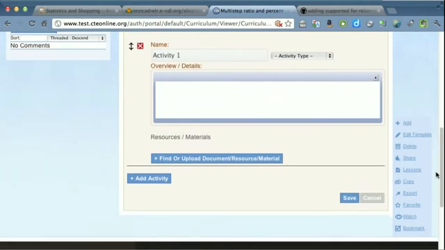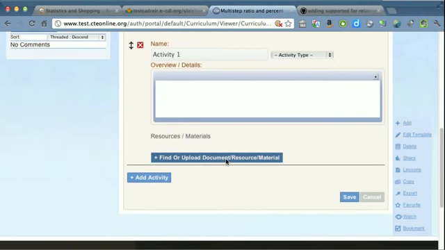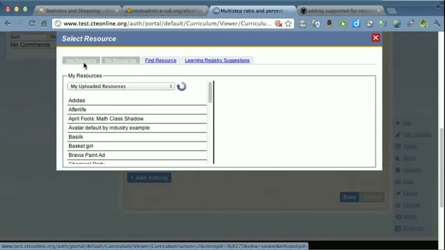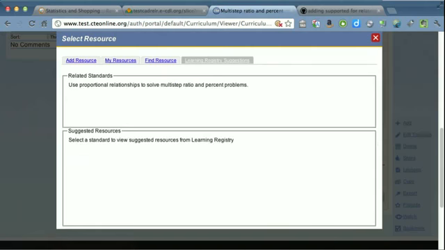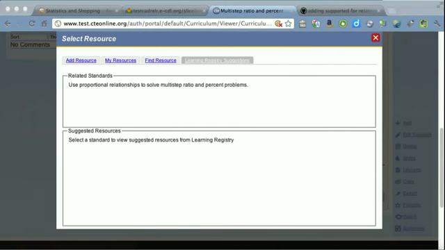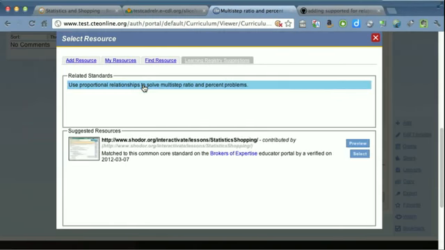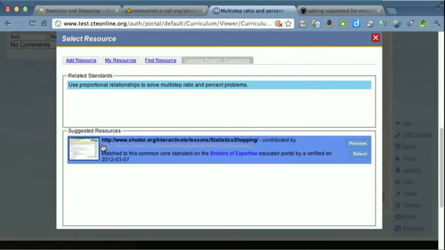Now when they're selecting an activity for this lesson, usually we give them the option to add a resource or select one from one of their existing resources or find some other resource in the system. But now we are giving them the option to select from a list of suggested resources based on that standards alignment data. Standards alignment from their lesson. When they do this, they select the related standard, and it will show them resources in the Learning Registry that have been matched to that standard.